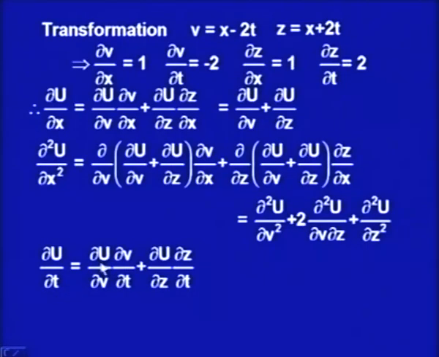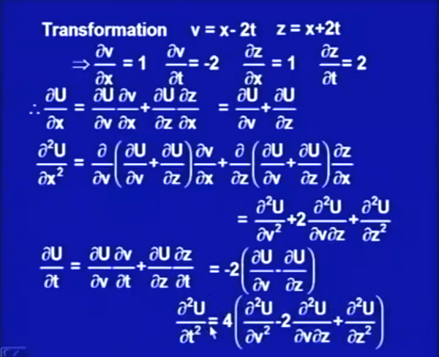Similarly, we can go ahead with the derivative with respect to t, again using the chain rule in a similar manner. First differentiating with respect to v, then the derivative of v with respect to t, and then differentiating with respect to z and the derivative of z with respect to t. So, del v over del t here is minus 2 and del z over del t is plus 2. We do get minus 2 times del u over del v plus 2 times del u over del z. Again use the second derivative, that is, again differentiate with respect to t. We do get 4 times del 2 u over del v 2 minus 2 times del 2 u over del v del z plus del 2 u over del z 2.